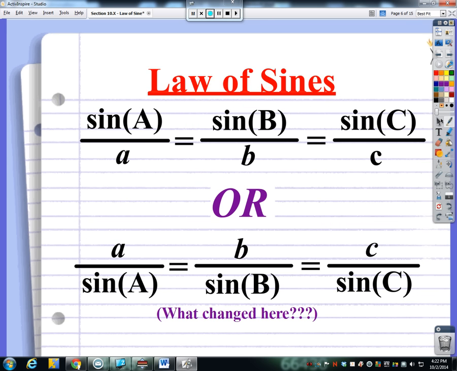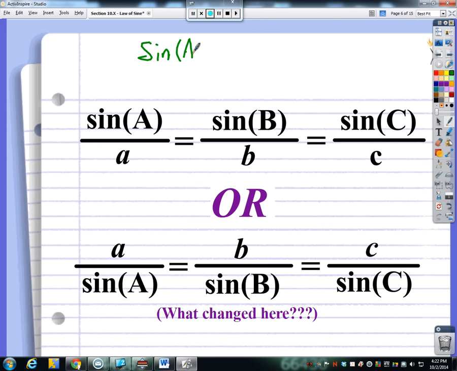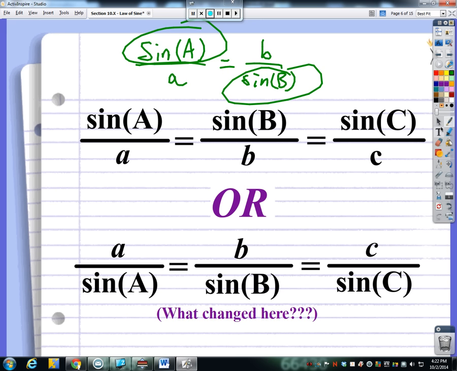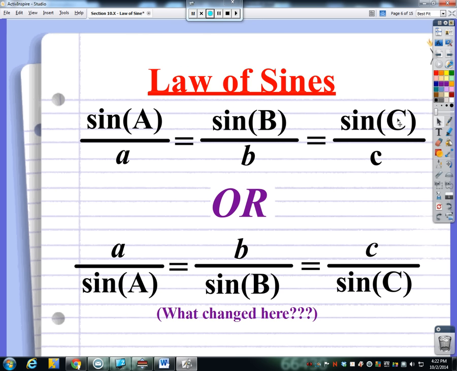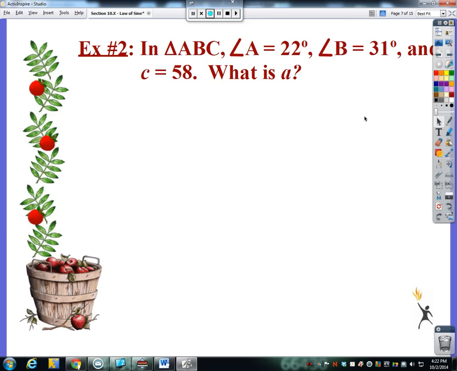Okay? So for example, you can't say the sine of angle A divided by side A is equal to side B over sine of angle B. Well, you said sine of A, or you said sine was going to be in the top, and over here you said sine was in the bottom. That doesn't work. That's no longer the law of sines. You've screwed it up. So let's try an example out here.